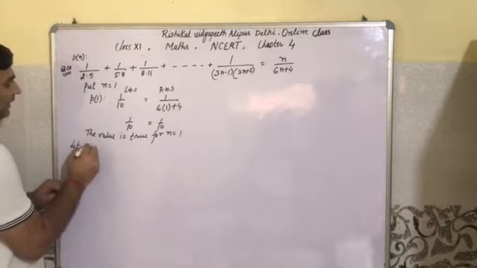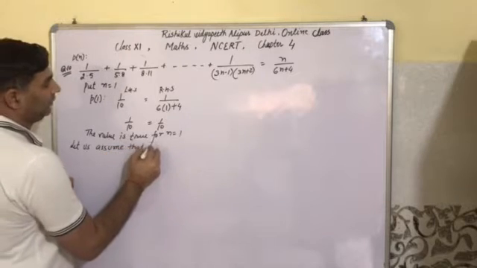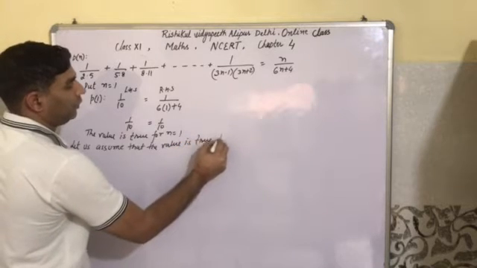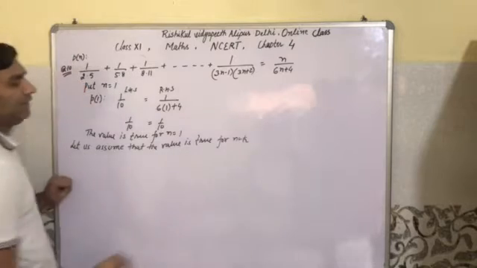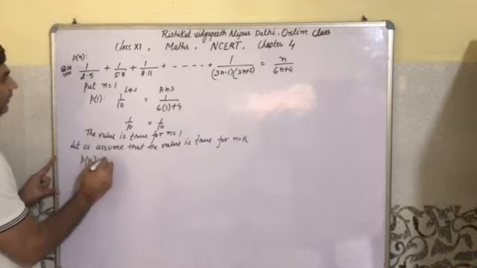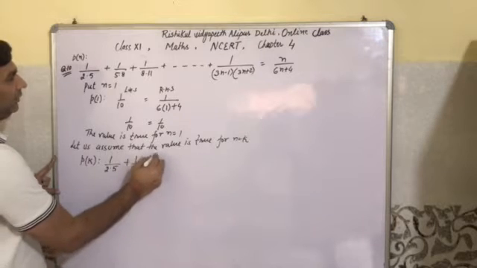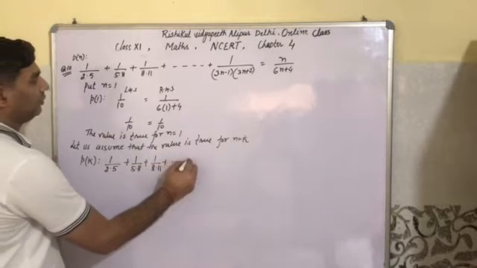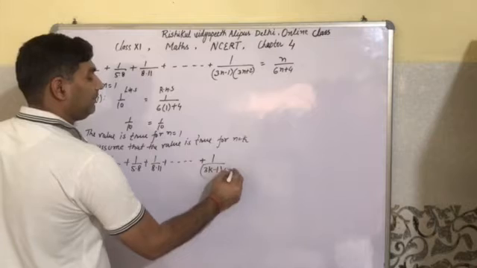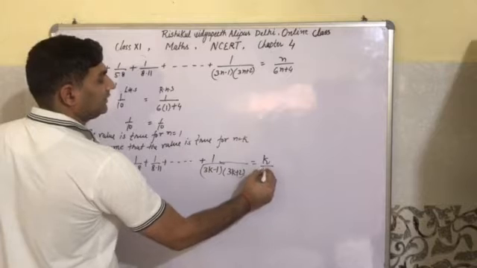Let us assume that the statement is true for n equal to k. So we replace n with k. Then P(k): 1/(1·5) + 1/(5·8) + 1/(8·11) and so on up to 1/((3k−1)(3k+2)) is equal to k/(6k+4).